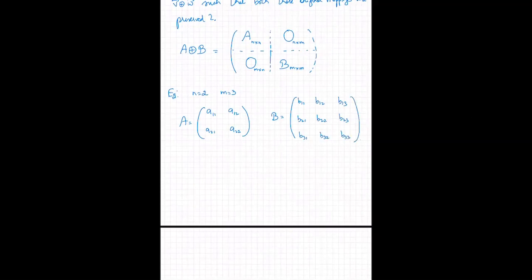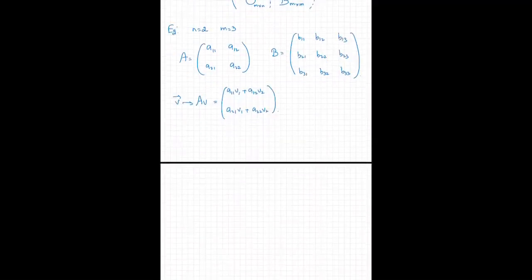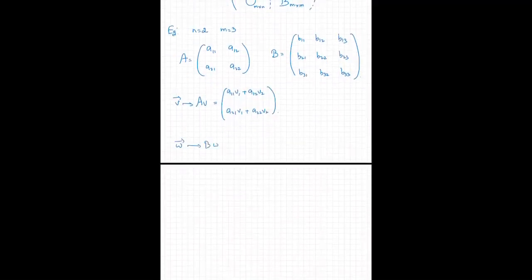Okay, so what are the mappings that I'm talking about? In the n equals 2 space, the mapping is V goes to AV, which is basically A11 V1 plus A12 V2, and A21 V1 plus A22 V2. Okay. Similarly, W goes to BW, that mapping is basically B11 W1 plus B12 W2 plus B13 W3, B21 W1, B22 W2, B33 W3.